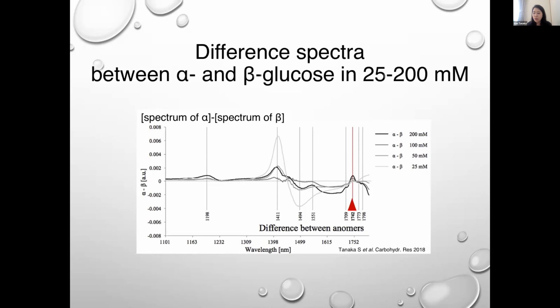I show here the different spectra between alpha and beta glucose of each concentrations. It was just a subtracted spectrum of the beta glucose.